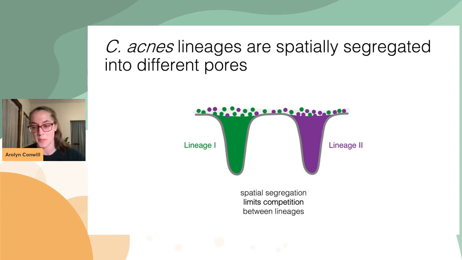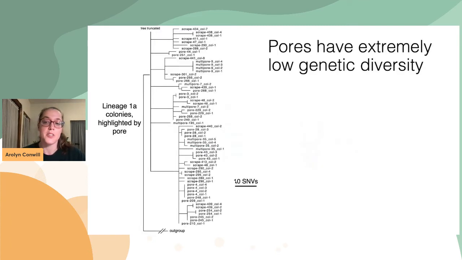At this point, you should be wondering how we ended up with one lineage inside each pore in the first place. So far, we looked at spatial structure at the interlineage level, and next we're going to zoom in and look at spatial structure at the intralineage level. So right here is an example of a tree of one lineage from subject 1, where each leaf on the tree represents a single colony.